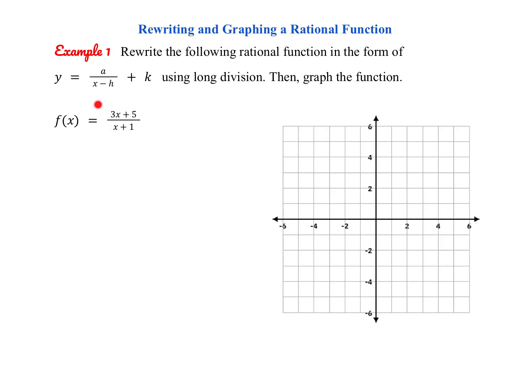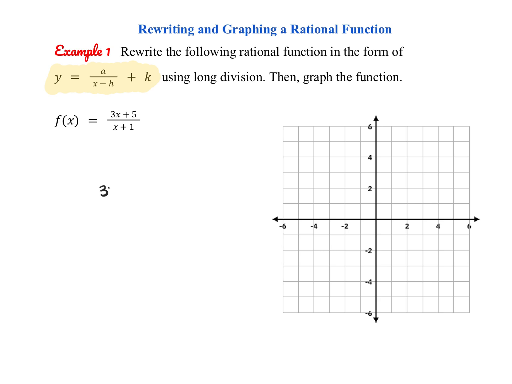So look at this new form of a rational function. Here we have 3x plus 5 over x plus 1. In the last lesson, we learned how to graph rational functions in this transformational form, a over x minus h plus k. And from this form, it was really easy for us to identify the vertical asymptote and the horizontal asymptote. So when we have something in this form, one strategy we can use is long division to rewrite it in this transformational form. So let's give that one a try.